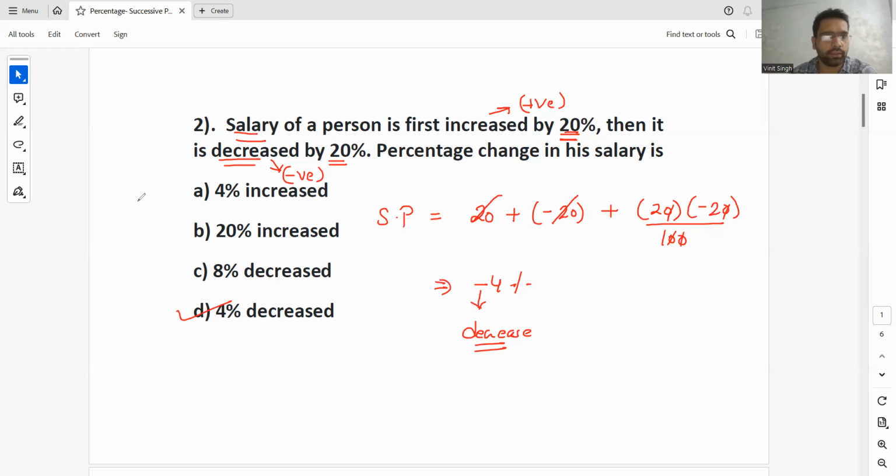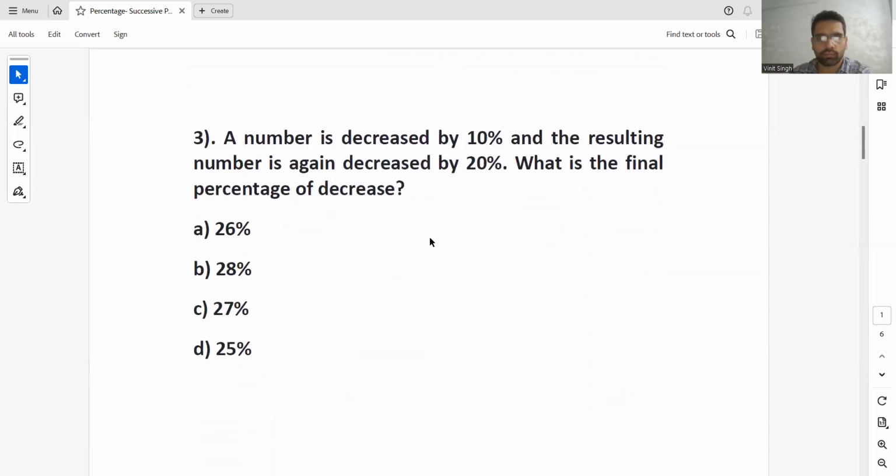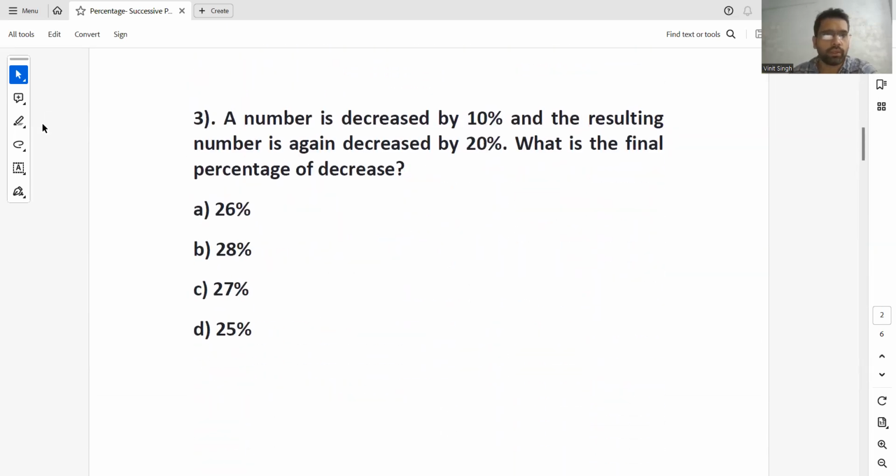Now, question number 3. A number is decreased by 10%, and then the resulting number is again decreased by 20%. Here, the number is decreasing by 10% and 20%. So what is the final percentage decrease? Same, we will apply the successive percentage. First is decrease, minus 10. Second is decrease, minus 20. Minus 10 into minus 20 upon 100.